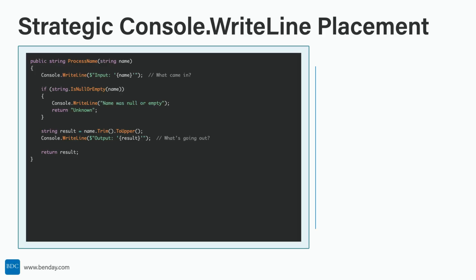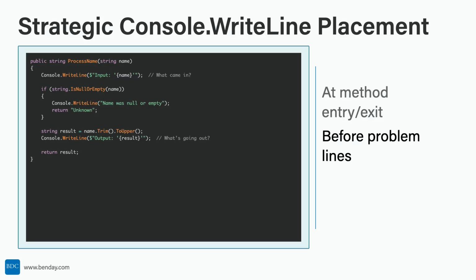Here are some places you might want to put a Console.WriteLine call or calls. Drop in a CWL call perhaps at the top and or bottom of a method. That'll let you see what comes in and what you're sending back. Another place is before some problematic line of code. If line 10 crashes the app and throws an exception, put a write line on line 9 to see the values right before the crash.